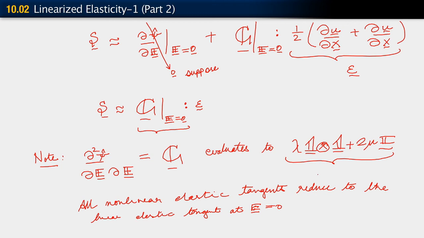Of course, when I say that it reduces to this particular form, this holds for isotropic materials. If the material were anisotropic, it would reduce to a different form, but it would still reduce to the proper linear elastic tangent for that anisotropy. So this condition always holds. And I just noticed that I've missed a transpose up here, so that should be there.